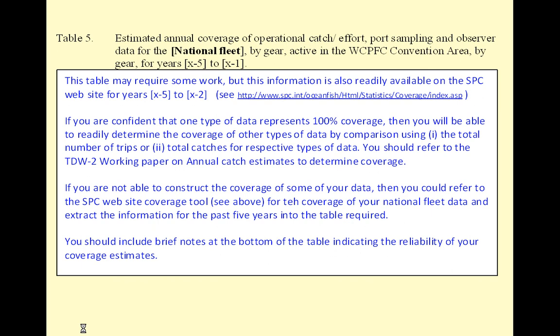Table 5. Estimated annual coverage of operational catch effort, port sampling and observer data for the National Fleet by gear active in the Convention Area for the previous 5 years. Refer to the lesson on determining coverage of data in the Using Reports for Data Quality Control section of this video training tool for information on estimating coverage. You should also refer to Technical Data Workshop number 2, Working Paper number 1, which can be found on the SPC website. That concludes this lesson.